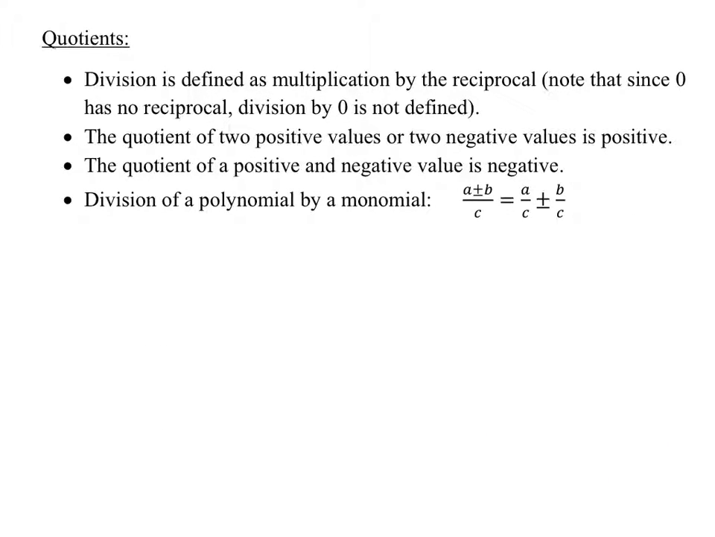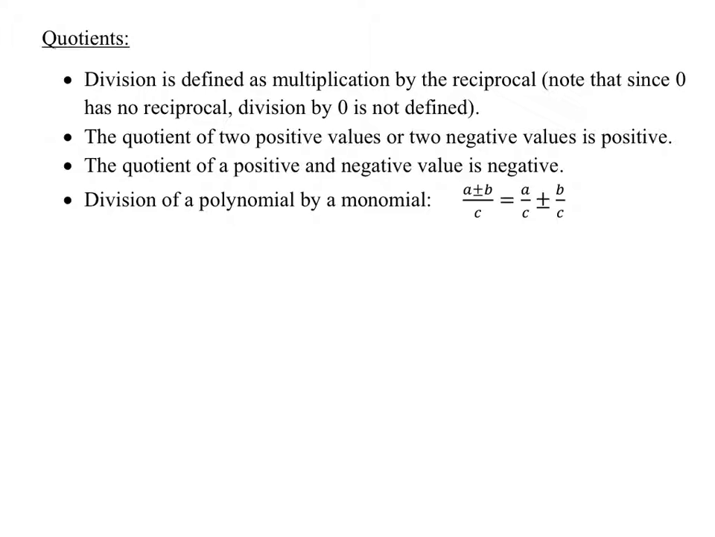Quotients. Annette, first one, please. Read nice and loud. Quotients. The quotient of... Division is defined as multiplication by the reciprocal. Note that since 0 has no reciprocal, division by 0 is not defined. Have you ever heard that before? You can't divide by 0? It's undefined. You hear in math class? This is the reason why right here. It's because of the definition of division.